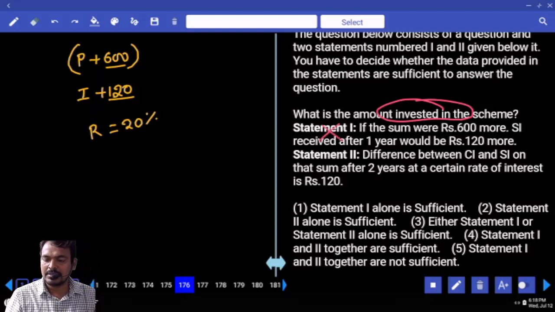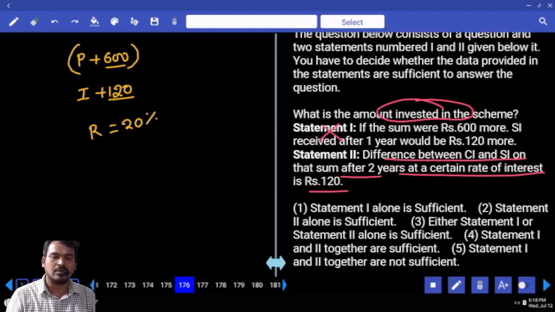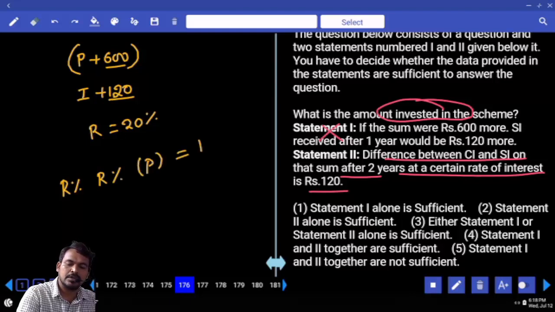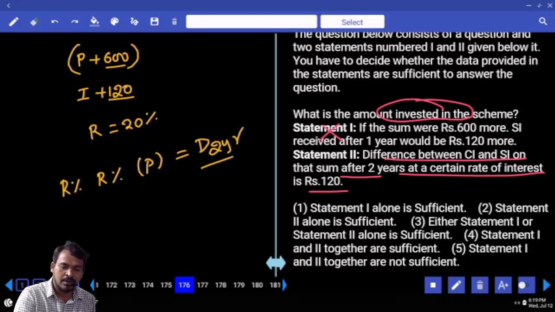No. For the second statement, the difference between the compound interest and simple interest on the sum after 2 years at a certain rate of interest is 120. For the 2 years difference, R percent of principal equals the difference in 2 years. In this one, the difference in 2 years is given, but R is unknown and P is also unknown. How many unknowns? 2 unknowns. Means the second alone is not sufficient.